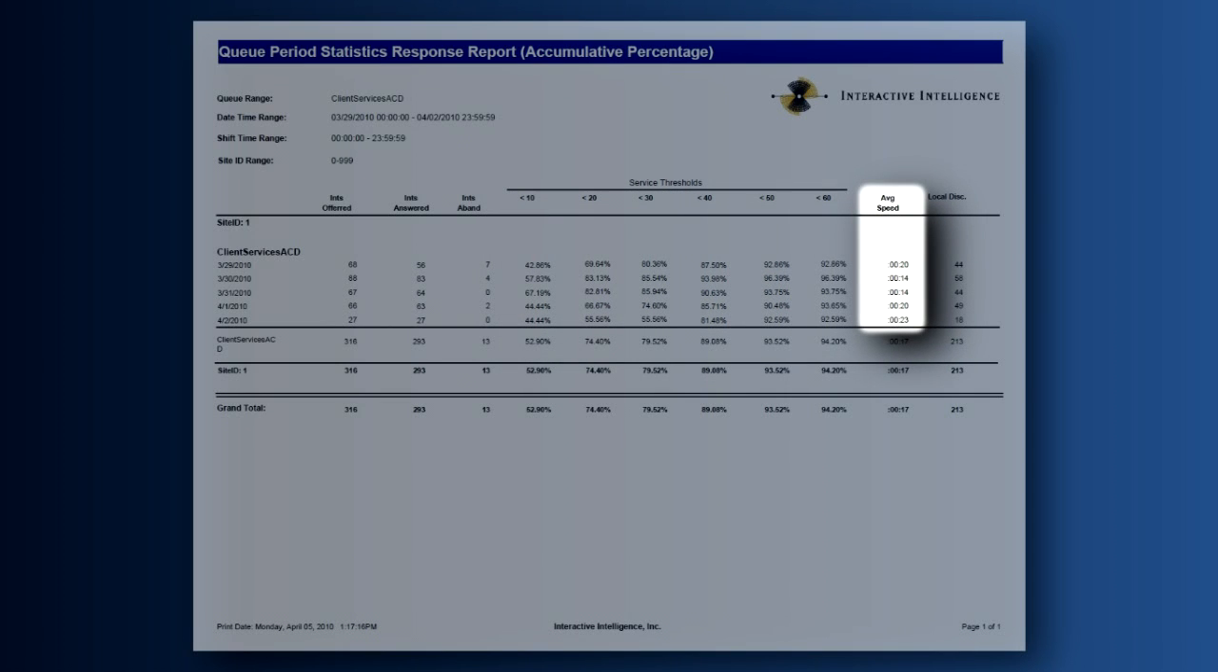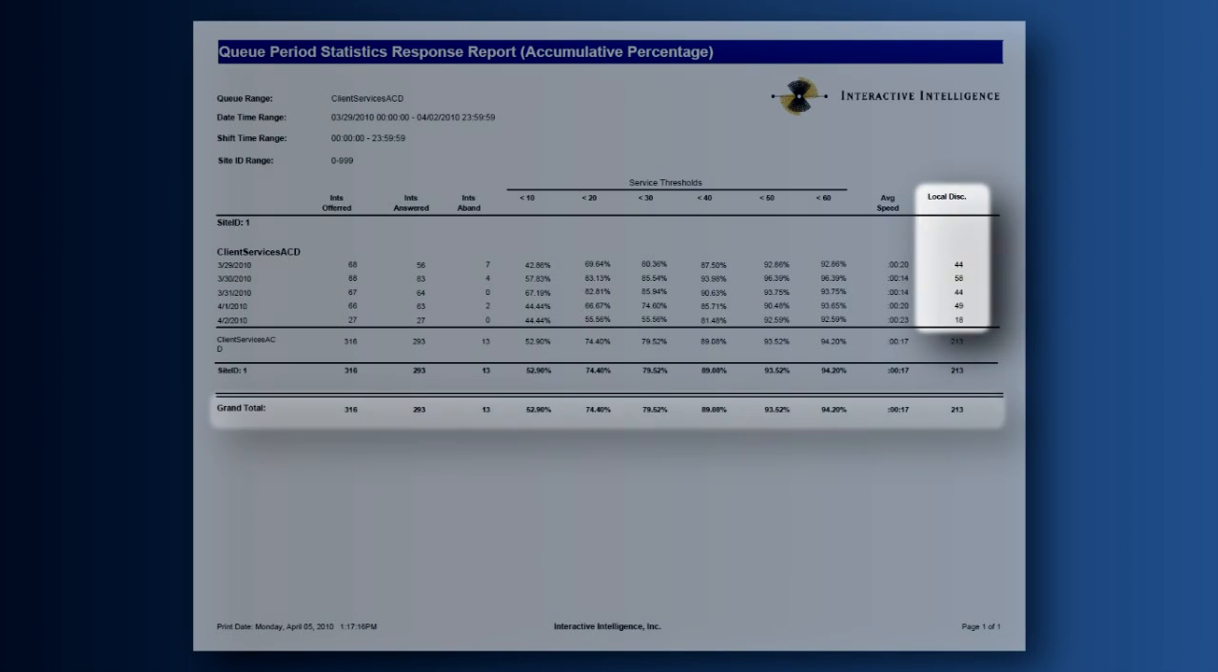Another important statistic that you can see from this report is your average speed of answer. That shows in the next to the last column on the report. Something very important to notice about this is that the final column can be customized by using a feature called Flex Fields. You can talk to your system administrator about how to make adaptations in that final column.